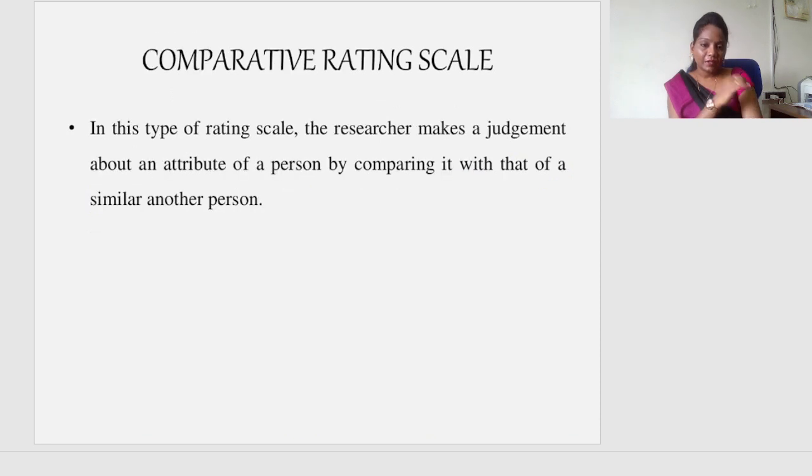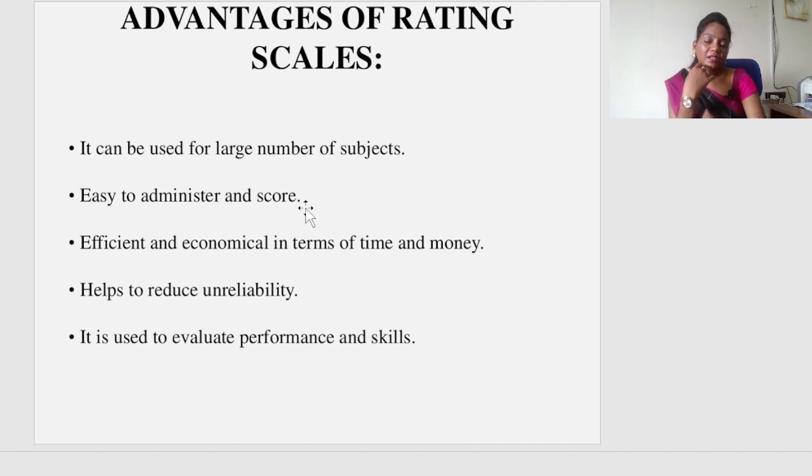And comparative rating scale: in this type of rating scale, the researcher makes a judgment about an attribute of a person by comparing it with that of another person. And the advantages of rating scales are, they are structured scales, so it is easy to administer for any people, and even the researcher can collect huge information regarding an individual or an object. It can be used for a large number of subjects, easy to administer and score, efficient and economical in terms of time and money, helps to reduce unreliability, and is used to evaluate performance and skills.